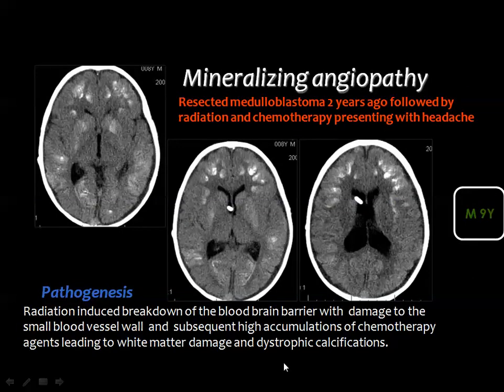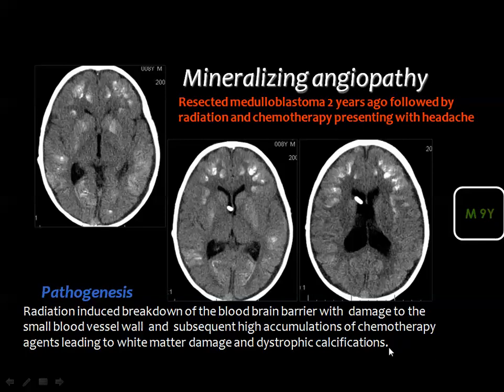And this lesion, which is known as mineralizing angiopathy, is a lesion occurring in the white matter of patients receiving radiation and chemotherapy both. Then, this patient with resected medulloblastoma 2 years ago, followed by radiation and chemotherapy, presenting now with headache. And the CT scan showed extensive calcification in the white matter periventricular areas as well as in the basal ganglia.